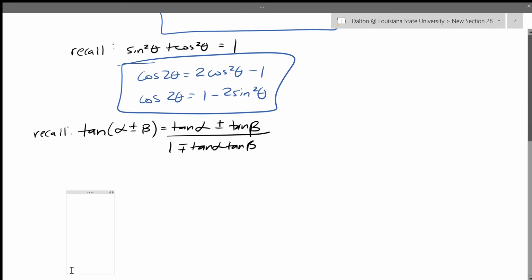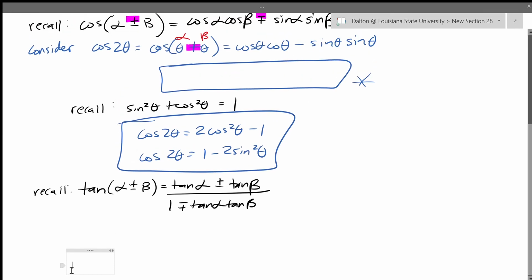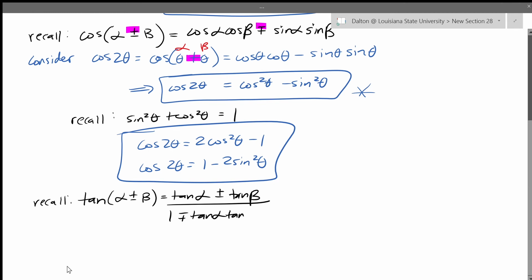Oh, where did that ink go? There it is. Weird.